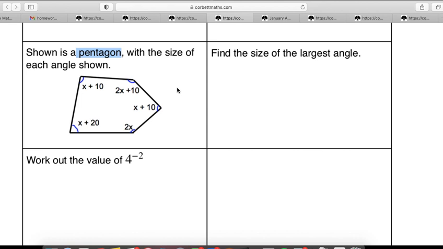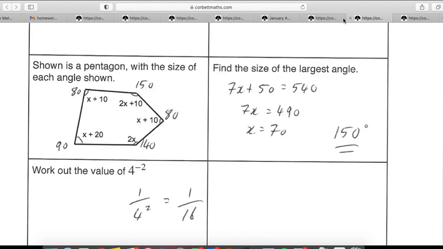Yeah, exactly. You add them all up. So all of these added up would make 7x. All the numbers added together makes 50. That equals 540, and then just solve it from there. And x is 70, and once you know what x is, how would you work out what the biggest angle is?